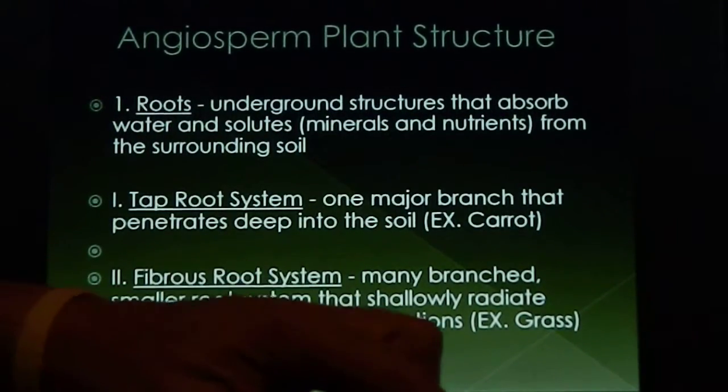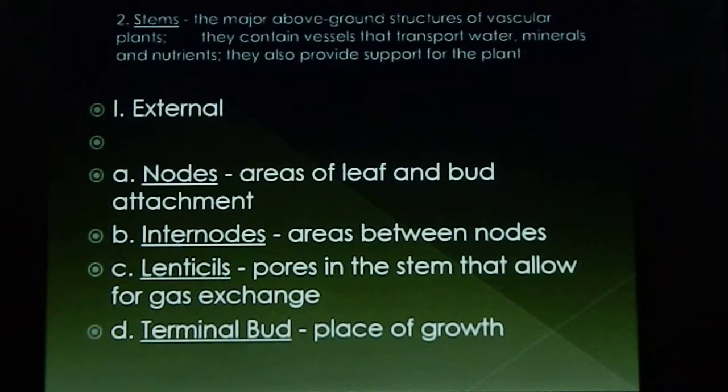So we talked about roots, and now we're going to talk about stems. Stems are the major above ground structures in vascular plants. They contain vessels that transport water and minerals and nutrients in one direction, and then they also will transport the food, the glucose that's produced through photosynthesis, back in the other direction toward the roots.